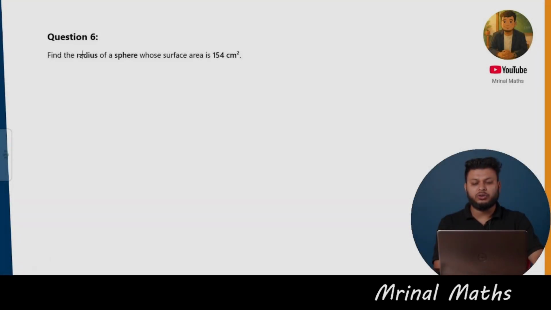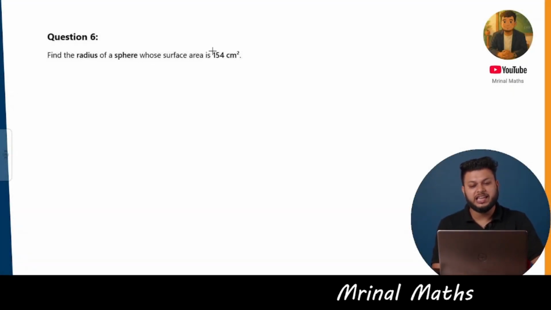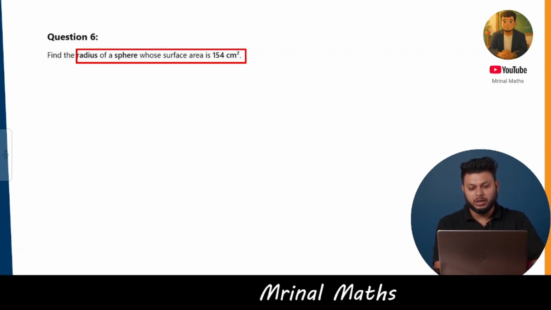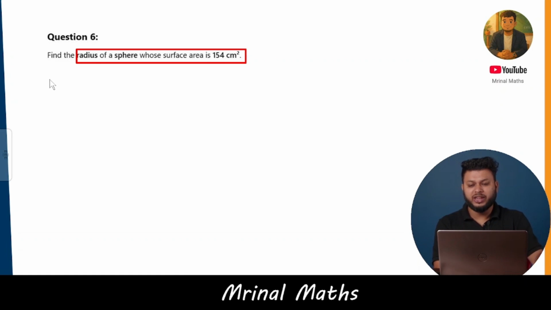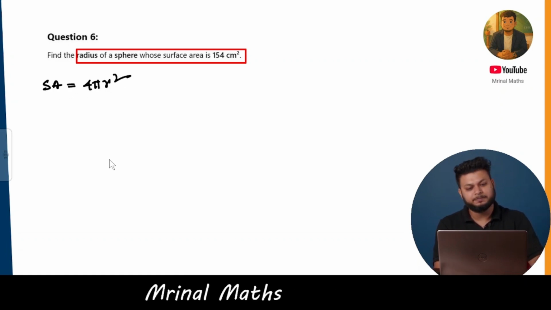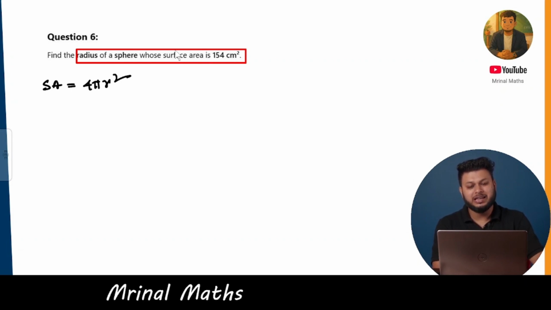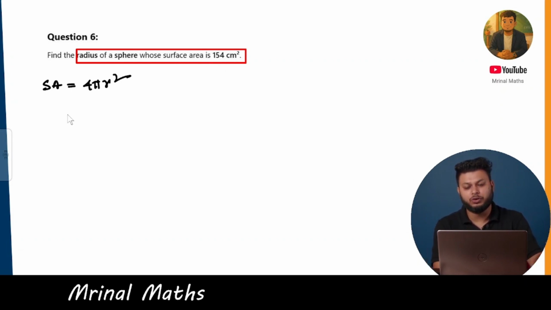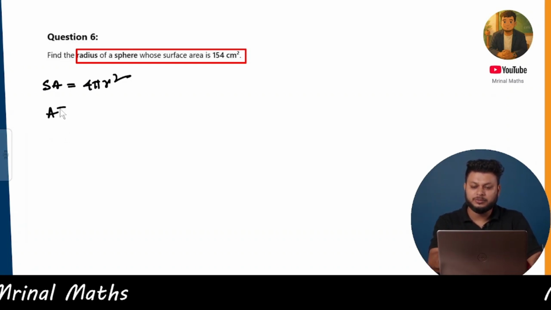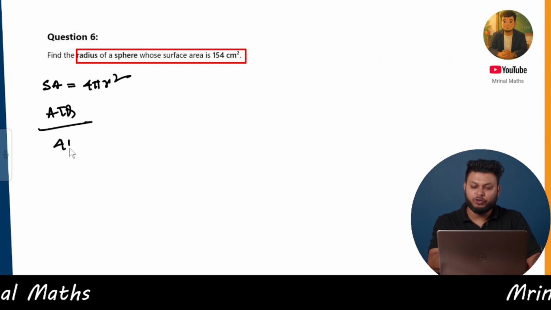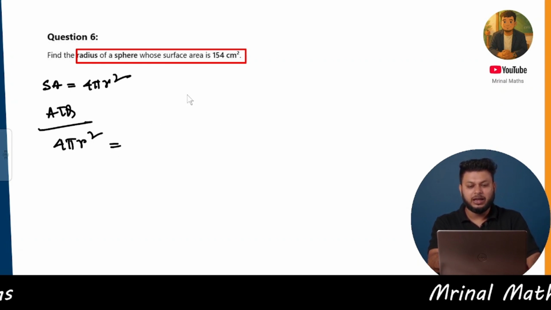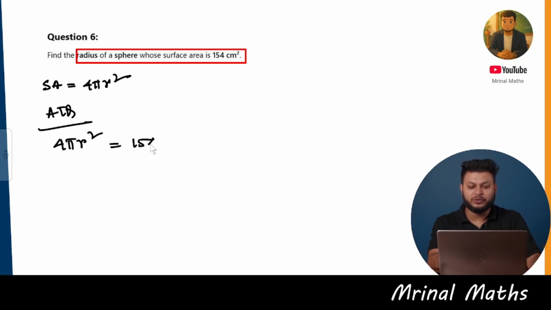Find the radius of a sphere whose surface area is 154 centimeter square. We know the surface area of a sphere is 4 pi r square. Now they said the surface area is 154. So according to the question, I can write 4 pi r square, which is your surface area, and the given value is 154.